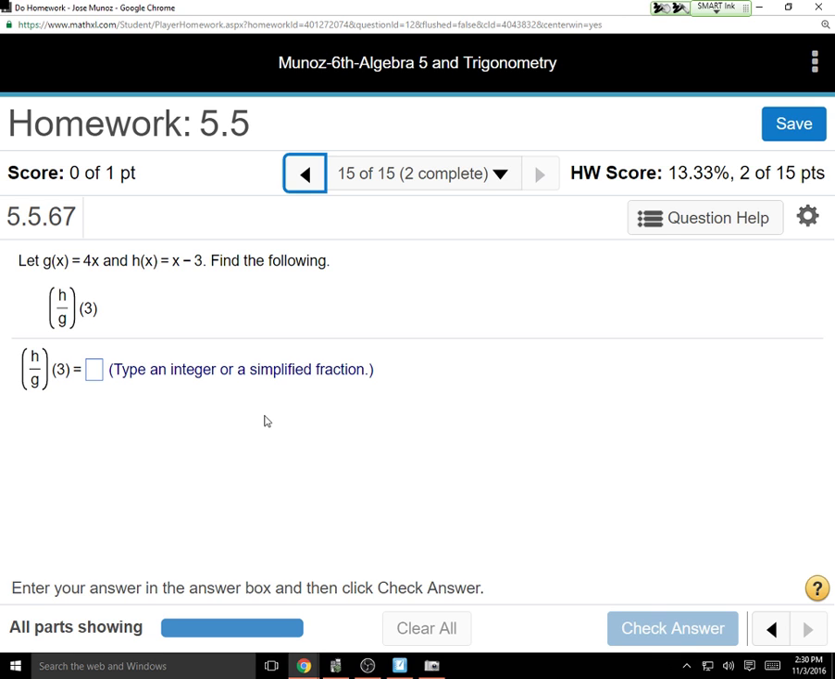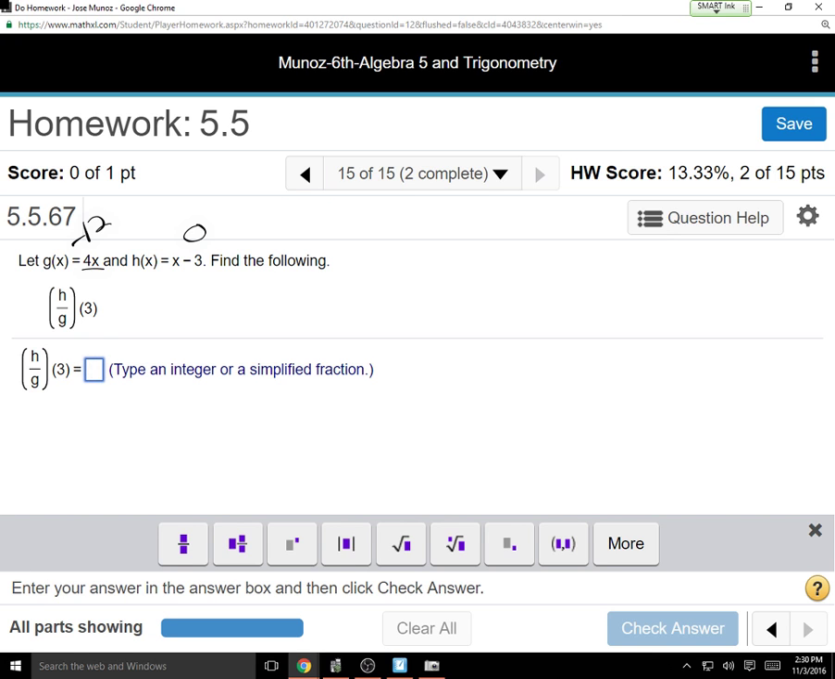They want us to plug 3 into these two functions, right? Yeah. So what's 4 times 3? It's 12. What's 3 minus 3? 0. So what's 0 divided by 12? You're done.